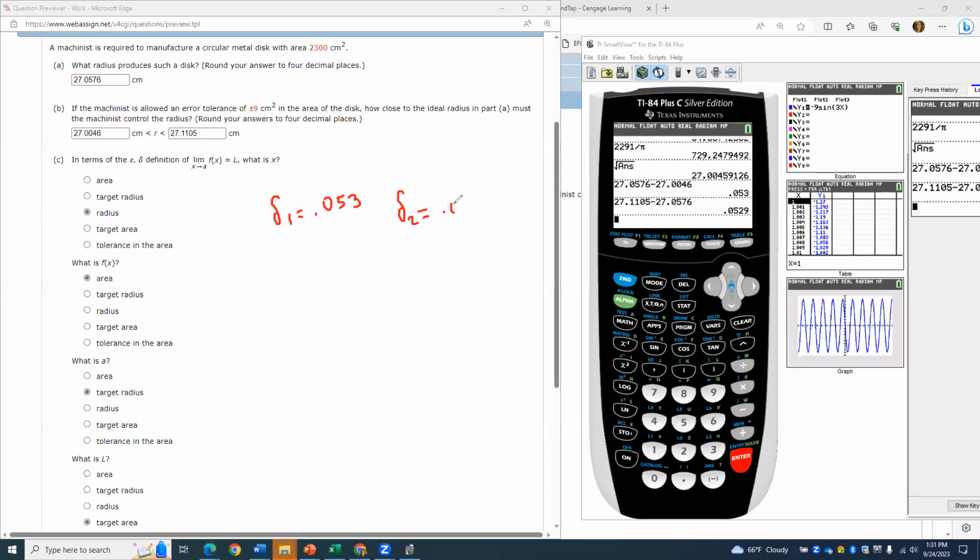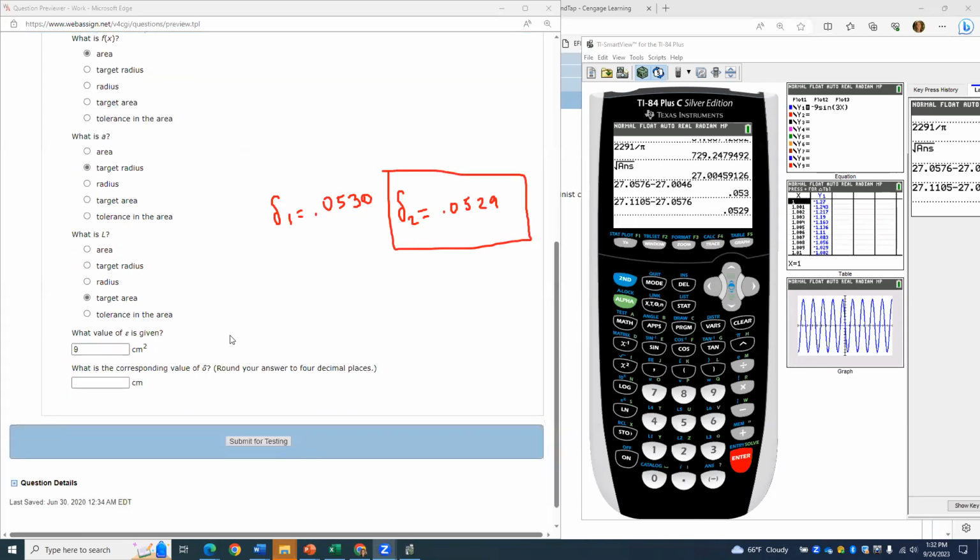Technically, delta one, if you round, I sometimes do this in my stats class, there's a lot of rounding there, would be 0.0530, right? So essentially you would end in 30 ten-thousandths, versus 0.0529, which would be 29 ten-thousandths. So technically the winner would be 0.0529. However, if we only wanted to round to 3 decimal places, then they both would be equivalent. Okay, I hope that makes sense.